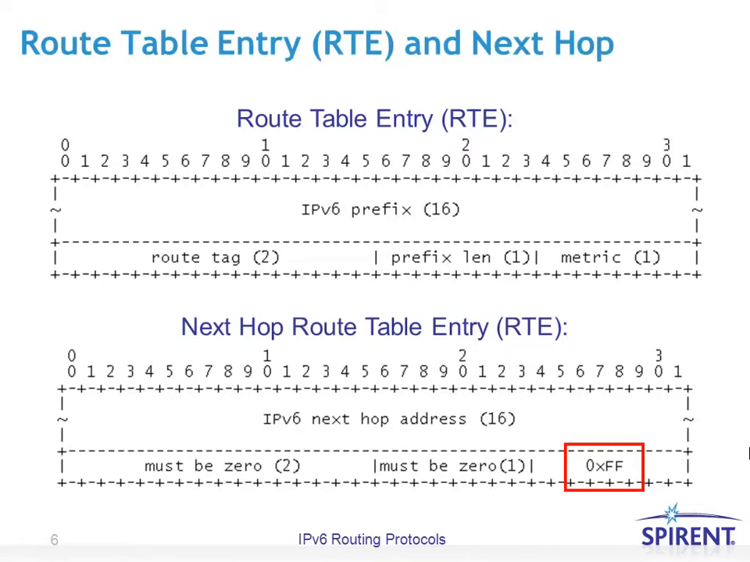A route table entry can either be an actual network prefix, or it can be a next hop route table entry, of which there would only be one because a RIP update only contains a single next hop for all the route table entries that it contains. And the next hop route table entry is differentiated because its metric is 0xFF. Otherwise, route prefixes, route table entries, have a valid metric anything from 1 to 16.